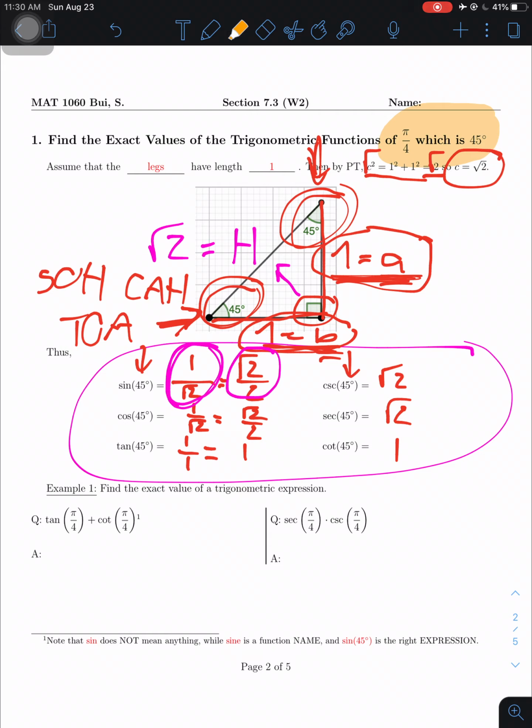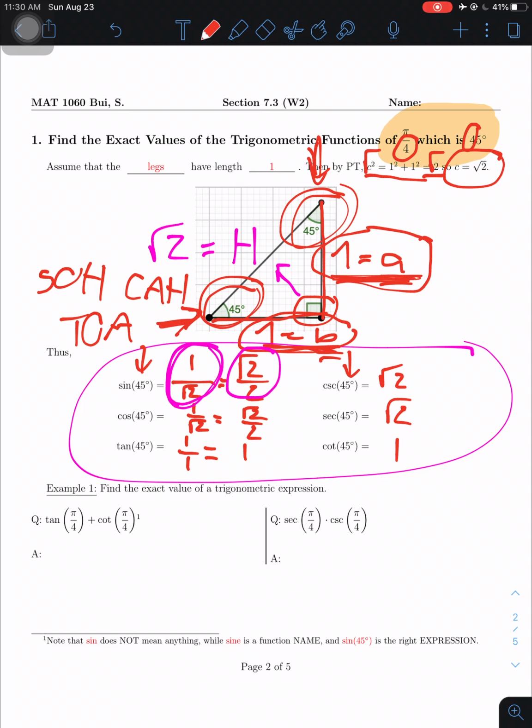And another tip for this one is that pi over 4 in here has a 4, right? So 45 in here also has the 4. So let me circle what I'm talking about in here. So the 4 and the 4 pair up in a sense, right? So that's another tip to remember, that pi over 4 radians equals 45 degrees, okay?